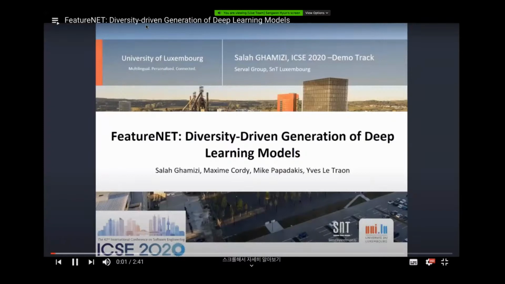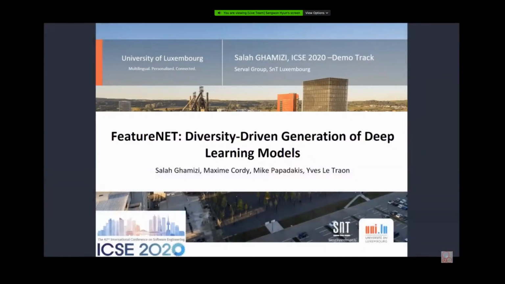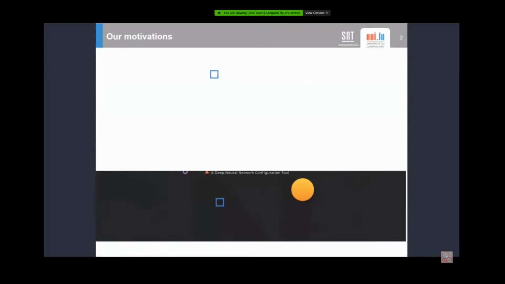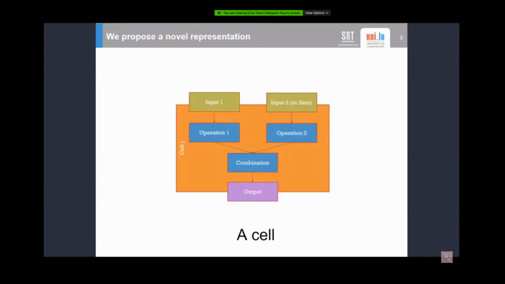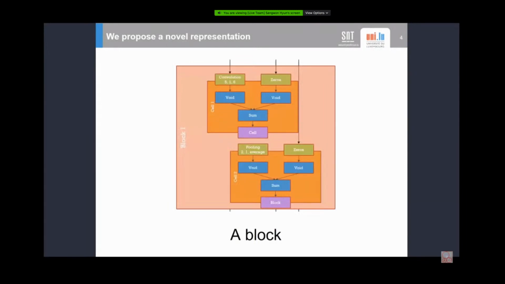Hello everyone, my name is Salah and I am working at SnT, University of Luxembourg, with my supervisors Maxime, Mike and Yves, where I've been studying how to generate a lot of diverse architectures. Deep learning testing has become more and more popular and requires tools to run large-scale experiments. Our tool relies on a new representation of neural networks made of cells. Each cell component handles a specific category of operations like convolution and pooling. Cells are organized within blocks that allow the network to branch, parallelize, and merge.